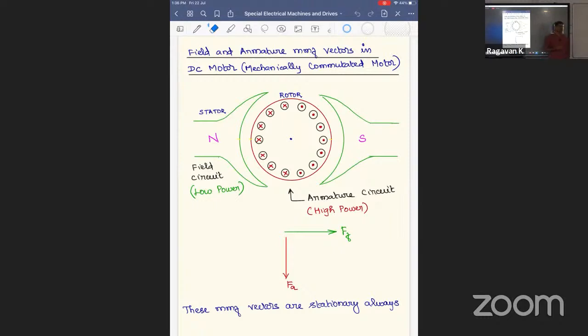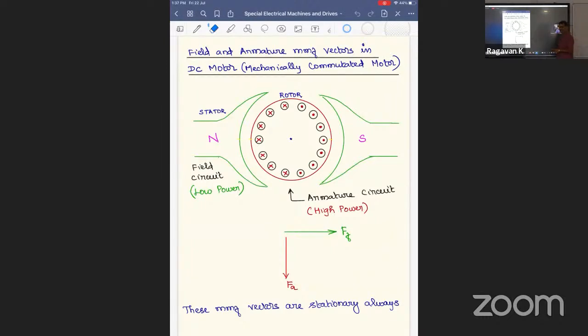What is the direction of armature MMF vector? Vertically downwards, right? So it's like this. Downwards. Now with time this rotor is rotating, what will be the direction of armature MMF vector? Because we are going for a torque, which is FF cross FA. These two MMF vectors are to be taken with the cross product. So we want to construct the instantaneous torque waveform. For that I should know every time what is the direction of FA.